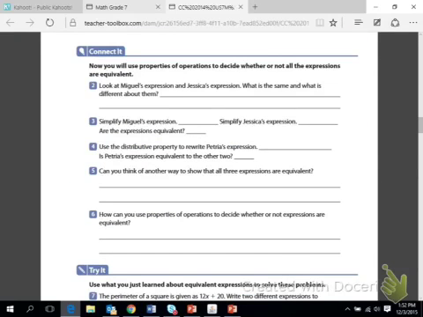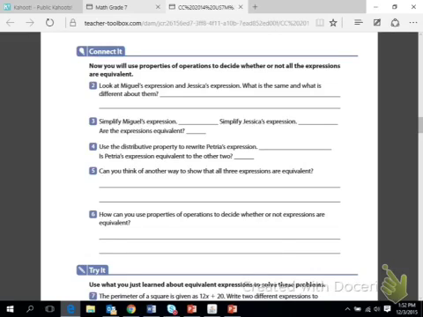Now let's make some connections about what we just said. Now will you use properties of operations to decide whether or not all of the expressions are equivalent? We want to look at Miguel's expression and Jessica's expression. We want to know what is the same and what is different about them.